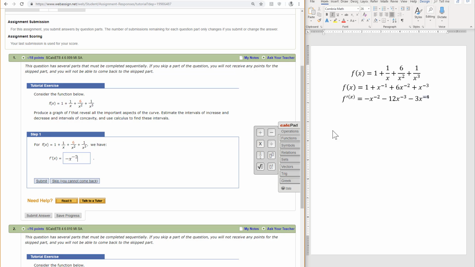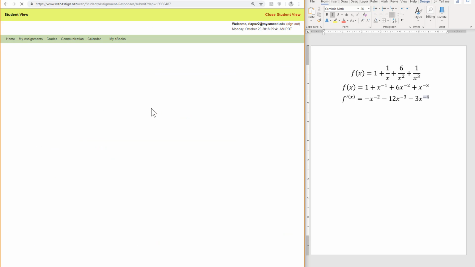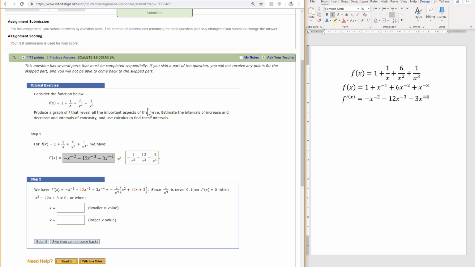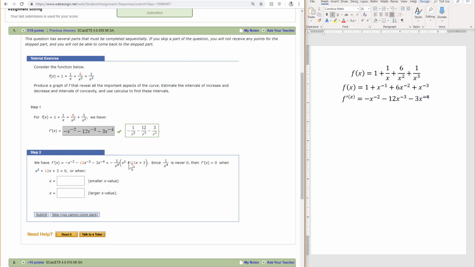But let's write it the way it is so that we can keep in mind what we need to do, and maybe we might need to take the derivative of it again. So we have negative x to the negative 2 minus 12x to the negative 3 minus 3x to the negative 4, and let's check it. Okay, looks good so far.